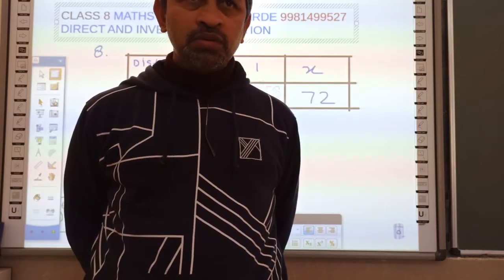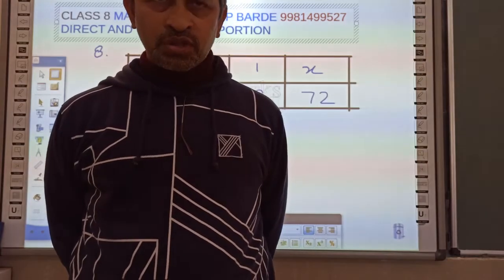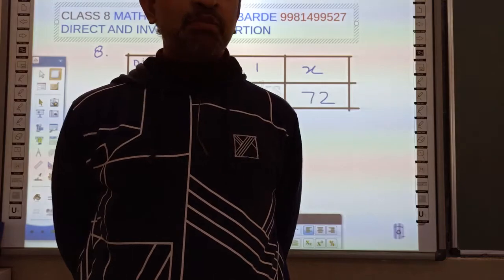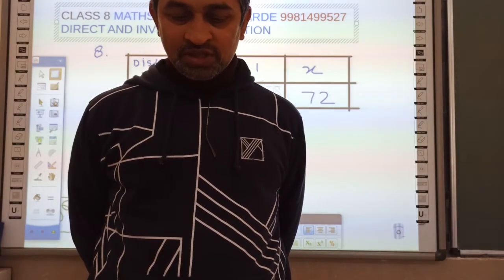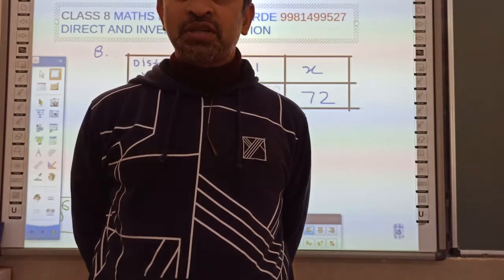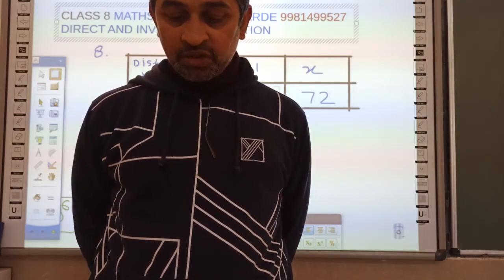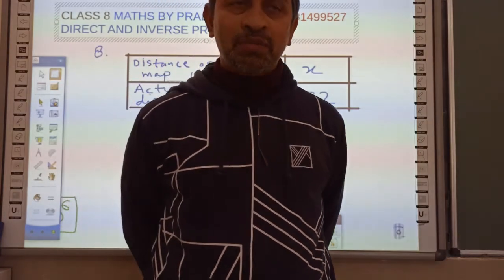You already know, जब हम map पे कोई भी चीज़ को दिखाते हैं, when we represent any distance on the map, we use some scale. So here Rashmi has used a scale of 1 centimeter is equal to 18 kilometers and the actual distance is given as 72 kilometers. We have to find out what would be her distance on the map.